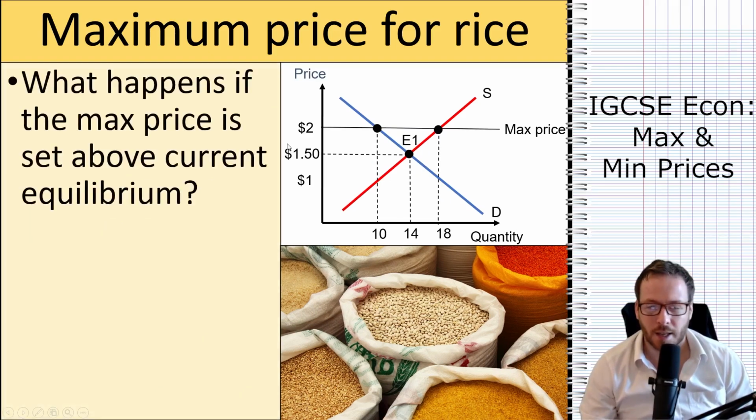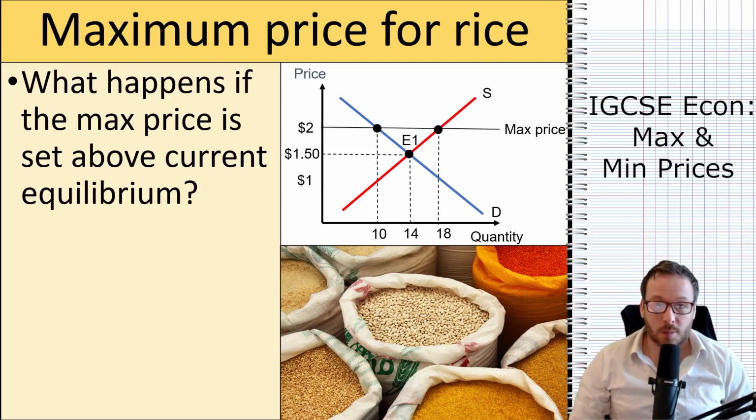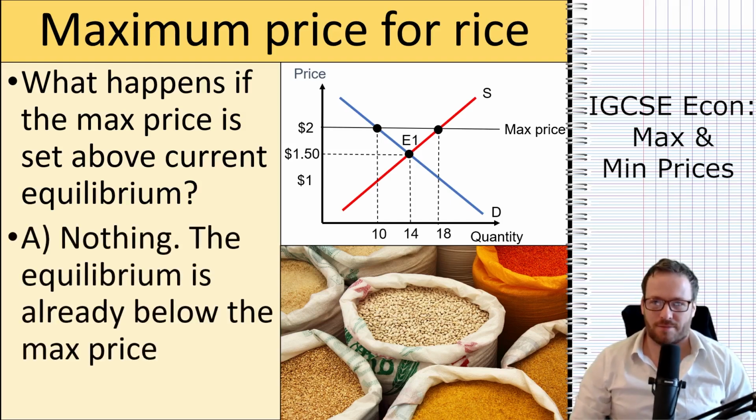Something to think about. Next, what happens if the maximum price is set above equilibrium? The answer to this one is pretty chill. Nothing. The company is already operating below the max price. So nothing happens. This is a nice trick question they love to give you in exams. All right, let's move on.